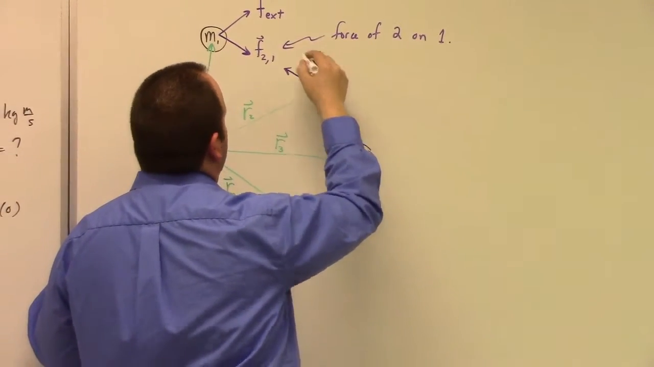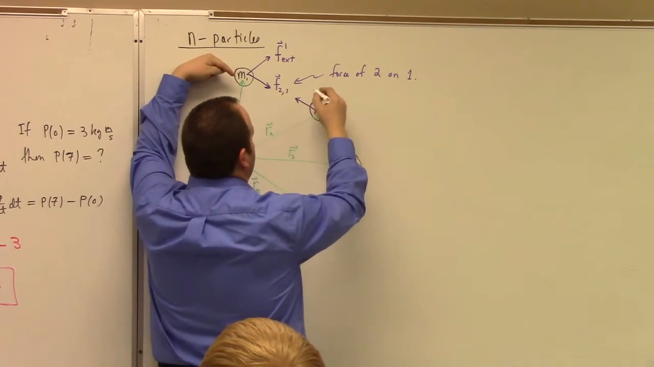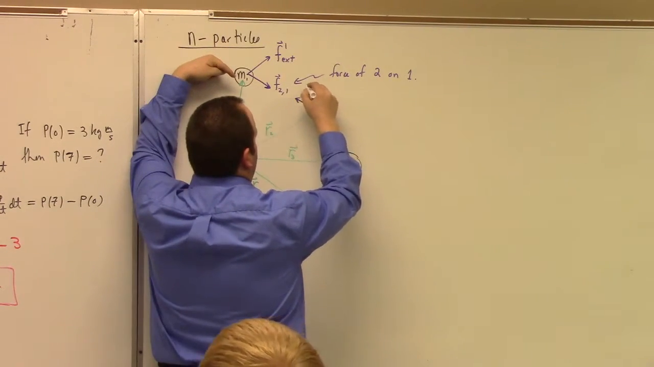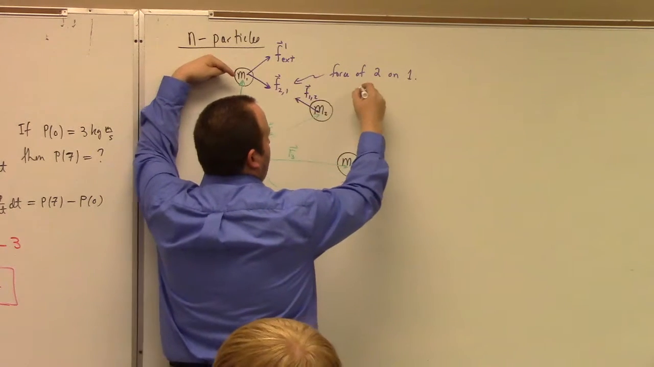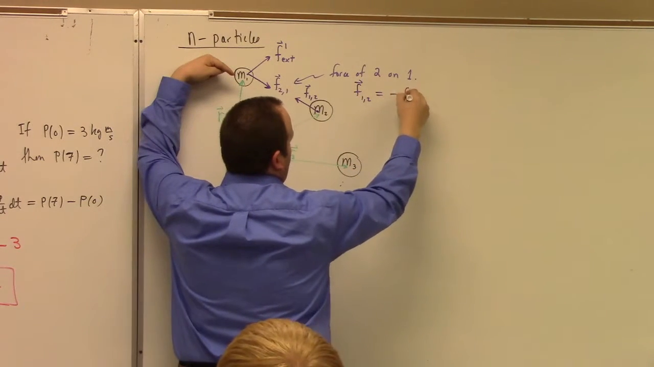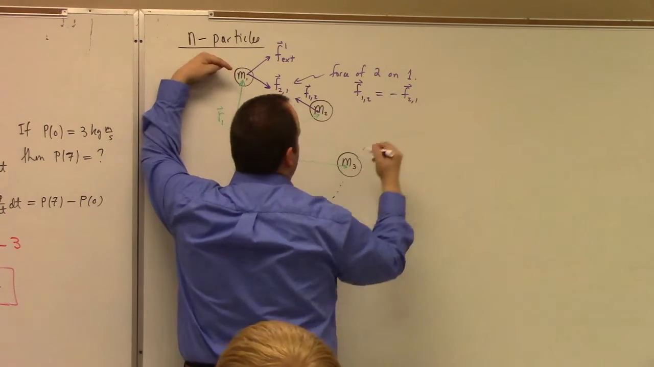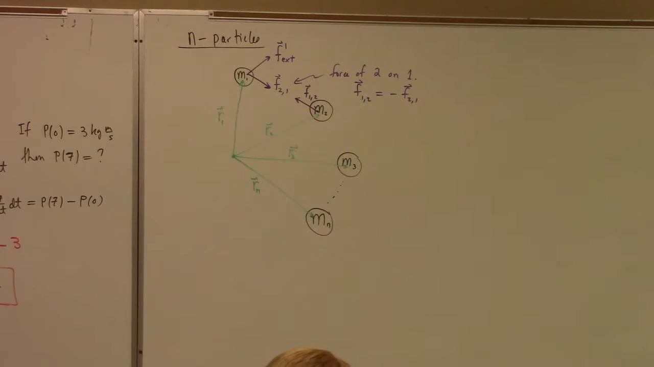Now, Newton's third law says that for every action, there's an equal and opposite reaction. So in particular, it says that there's also a force of 1 on 2, force of 1 pulling on 2. And the relation between these is what? They're equal, but they're opposite in direction. That's a third law pair.